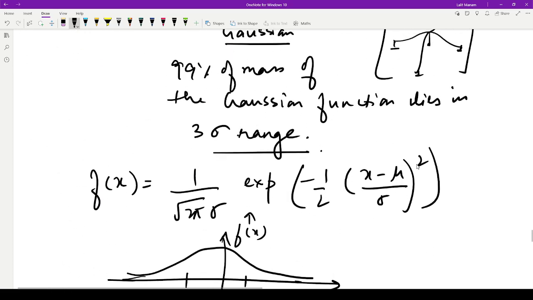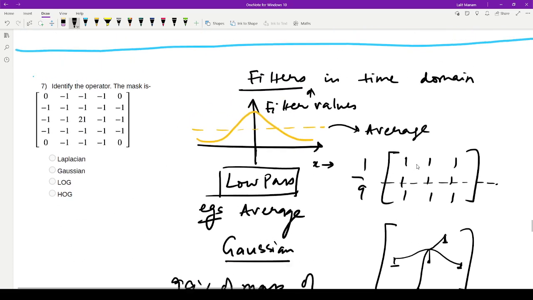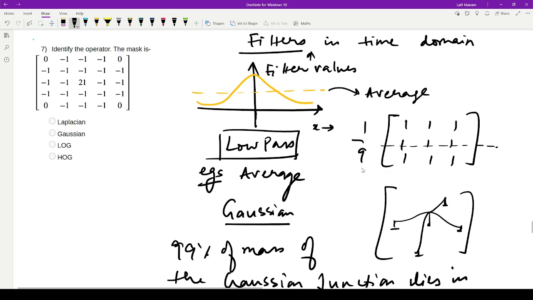Given this whole idea of filters, we'll come back to the question, because ultimately you have to solve it. So given this operator, can anyone tell me if it's low pass, high pass, or band pass? Just look at the filter, don't look at the options. We'll go through the options. Is it low pass?